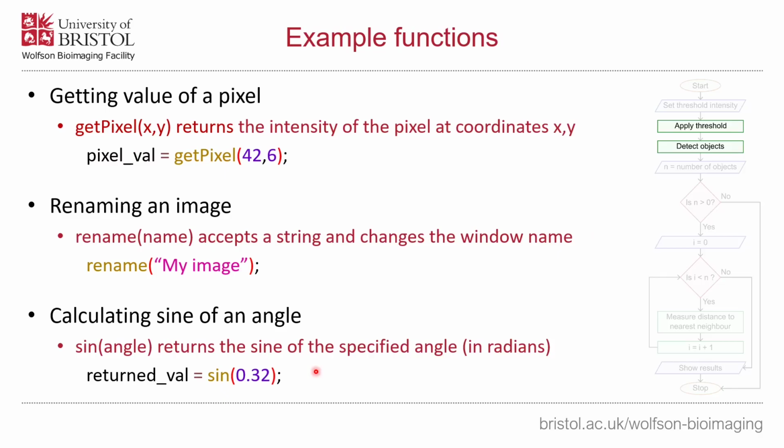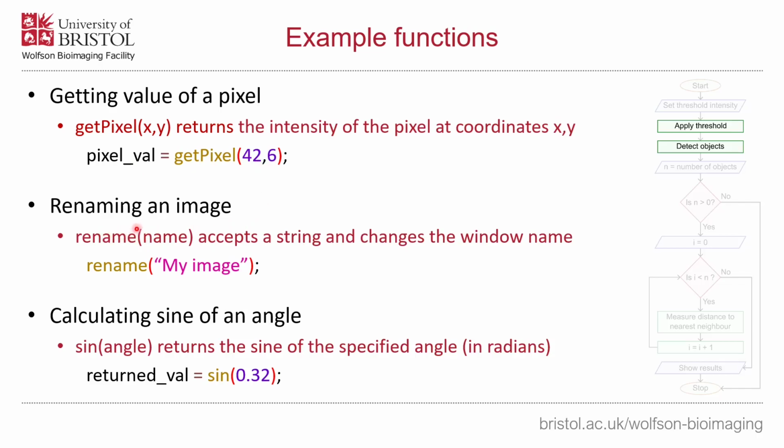Going to look at a few example functions. So this getPixel function here just takes the XY coordinates, in pixel coordinates, of a pixel in your image, and it's going to return back the value or the intensity of that particular pixel. So this is a very standard format here: return value, function name, and a couple of arguments separated by a comma.